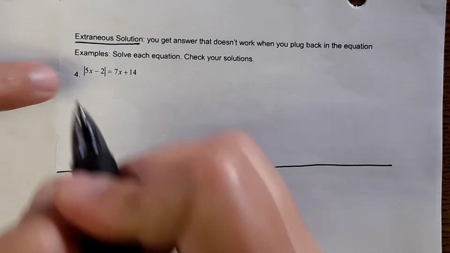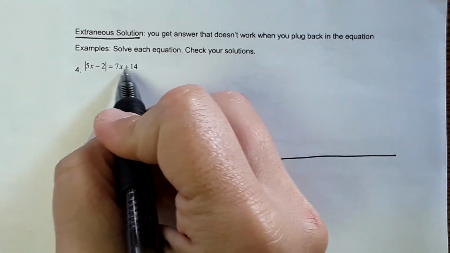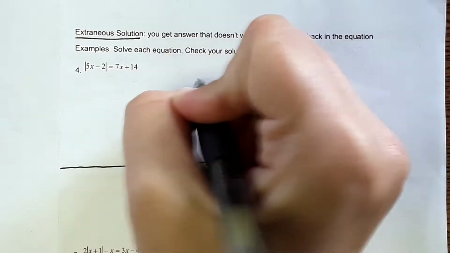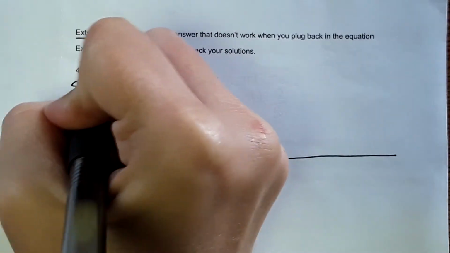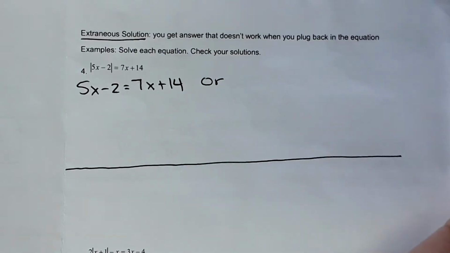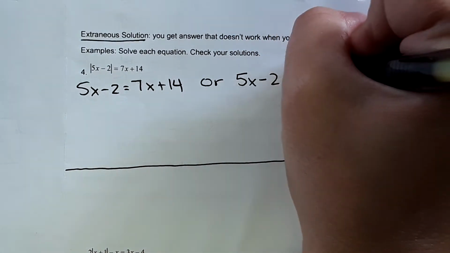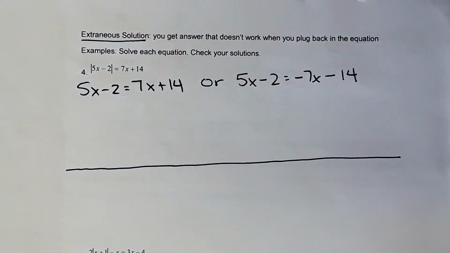Okay, so first step is to get the absolute value by itself, and it already is. And now we're going to go through that example where you're saying, okay, what if... were you trying to work ahead? Is that what you're asking? Okay, so now we're going to do the either-or. We'll have 5x minus 2 equals positive 7x plus 14. And then the or situation would be all of this negative, or multiply it all by -1. And then we'll solve for x.